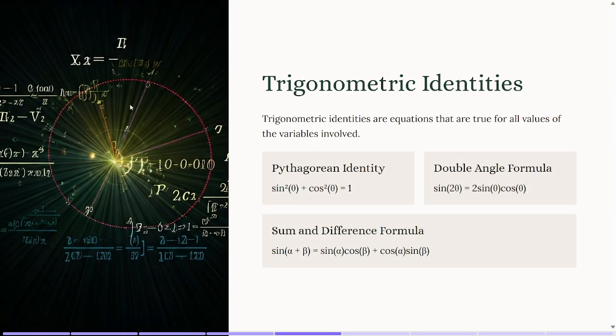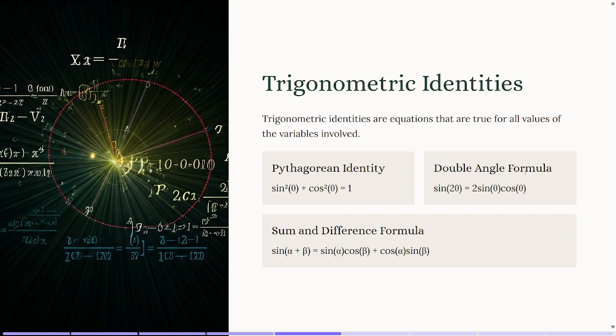Trigonometric identities are equations that are true for all values of the variables involved. In the Pythagorean identity, sin square theta plus cos square theta equals 1. When you put the value of sin theta, that is p upon h, and cos theta, that is b upon h, and square the whole equation, then we find sin square theta plus cos square theta equals 1.